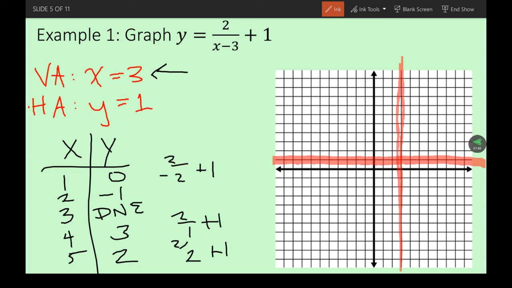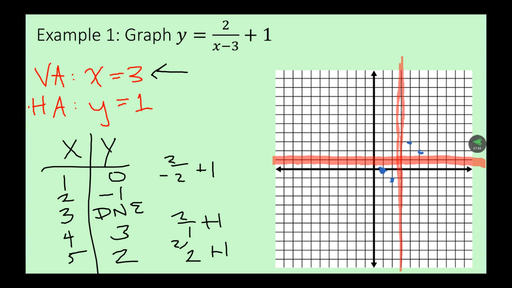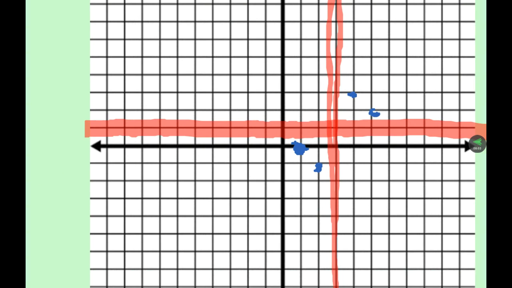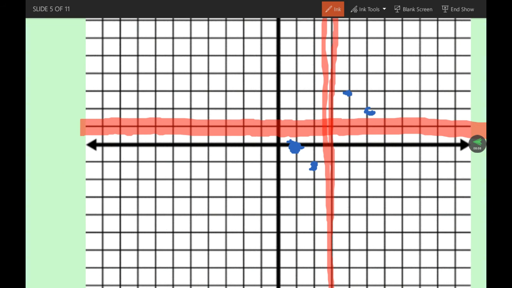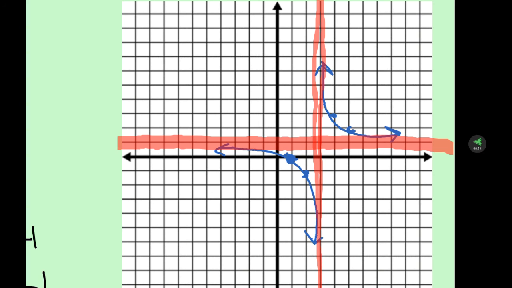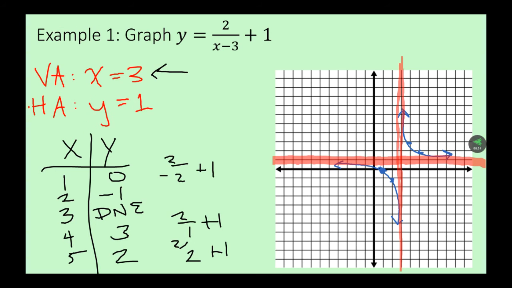So now to plot all these things, I have the point 1, 0. I have the point 2, negative 1. I have the point 4, 3. And 5, 2. So here are our points, and remember, since I cannot cross these asymptotes, we can say, oh, looks like my graph's going to have to be going in this bottom left section, and in this top right section. And there are my hyperbolas. All right, not too bad. As long as we go step by step, I think that we can handle it.